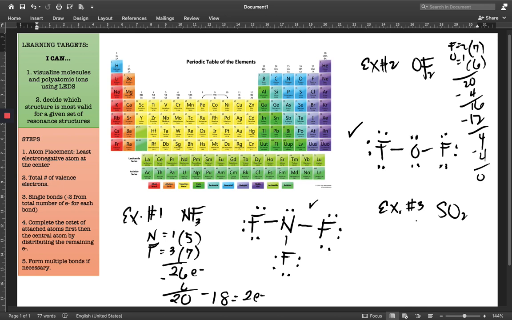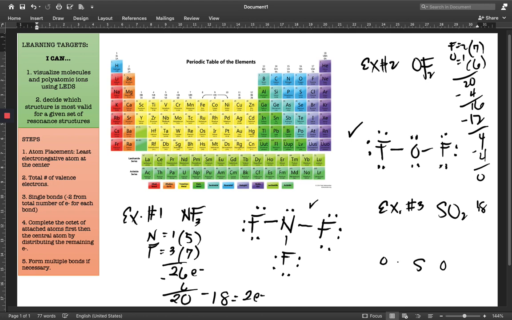Now, that's sulfur dioxide, and we know that our least electronegative atom here is sulfur, right? So this is sulfur, surrounded by oxygen. Sulfur belongs to group number 6A, so we have 6 valence electrons for sulfur, while oxygen also has 6 valence electrons. So 2 times 6 is 12, plus 6, you have 18 as the total number of electrons.